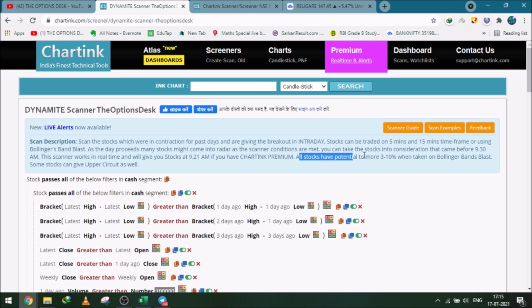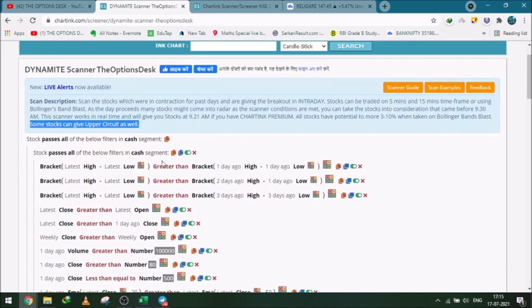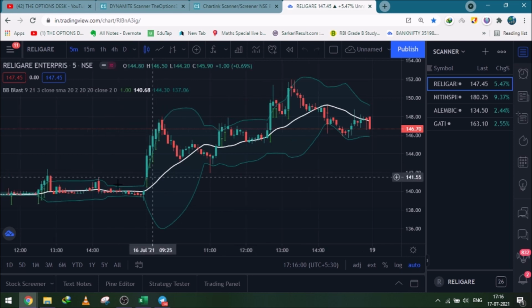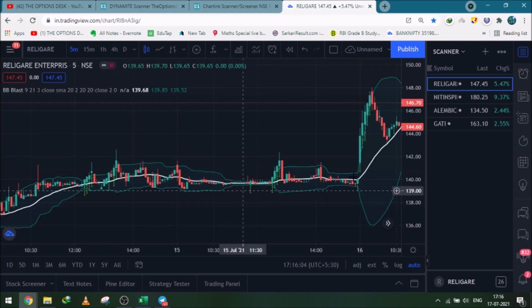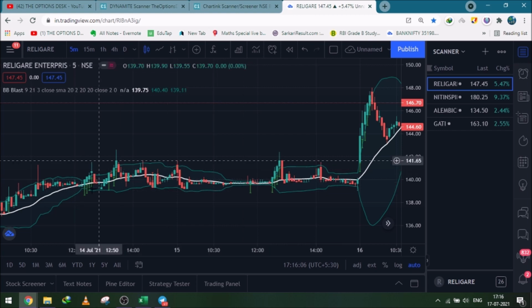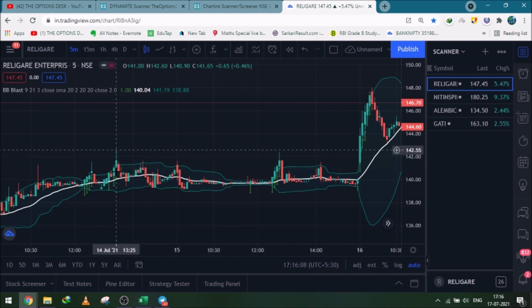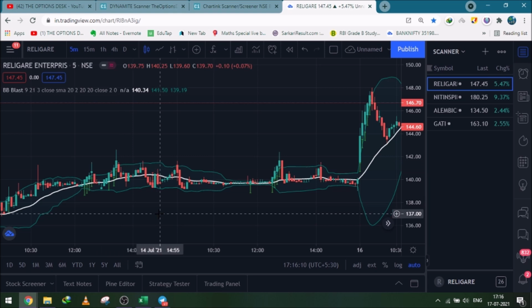All the stocks have the potential to move 3 to 10% when taken on the Bollinger Bands blast. Some stocks can give upper circuit as well. Okay. Now, understanding the working of the scanner, the scanner works on momentum contraction. The momentum has been contracted for the past few days, not only 1 or 2 days. See, the average price is very, very less, even though the spikes given in the stocks are given for the downside.